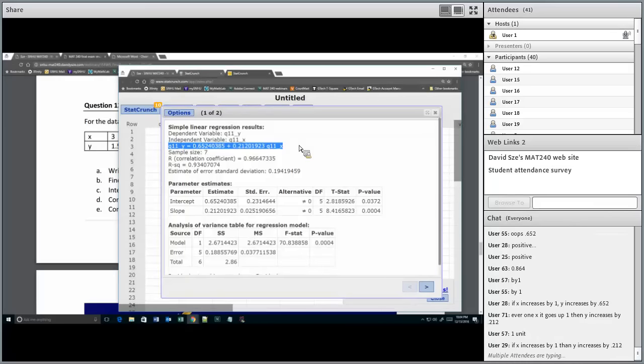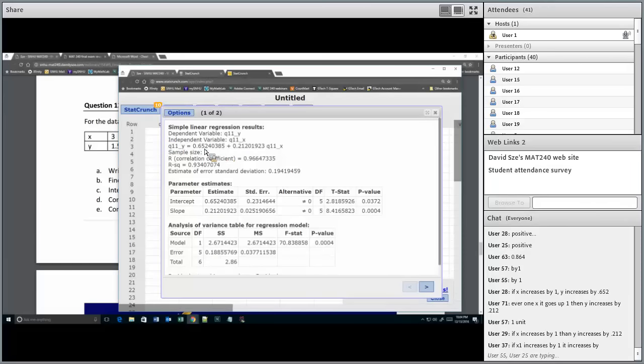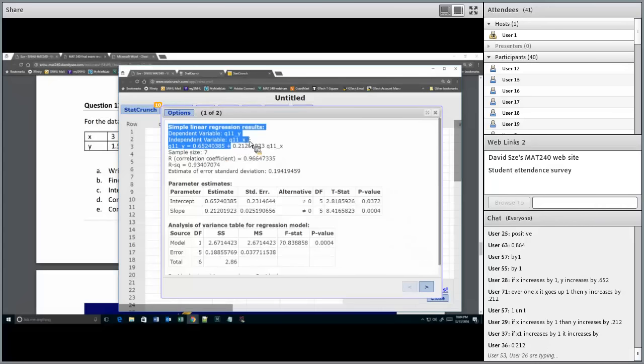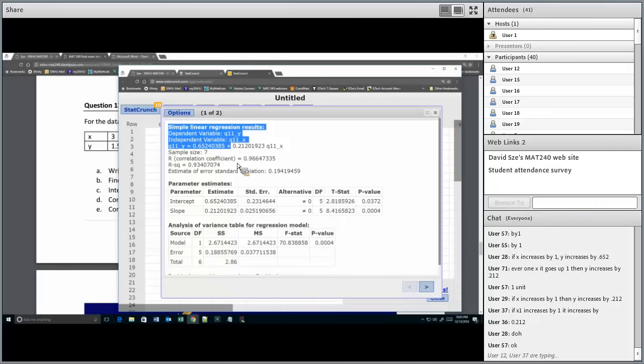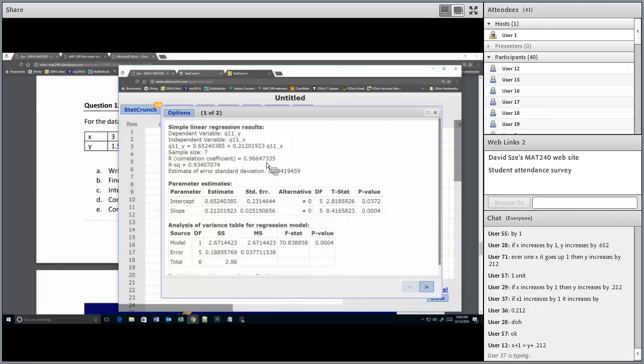Okay, Rob says if x increases by 1, y increases by 652. Okay, Rob, your interpretation is correct, but you got one of the numbers wrong. Not 0.652, but 0.212, right? Because that is the slope. Whitney said it correctly. Very good. So the answer is if this x value increases by 1, then y will increase by this slope, by 0.212.